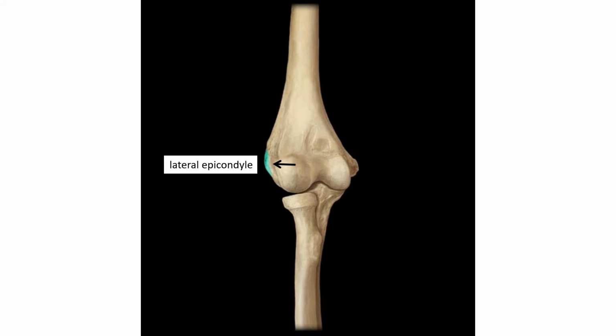This is a term very well descriptive of the structure. Epicondyle means around a condyle, and the condyle is a large process, and it is lateral, around a condyle. Lateral epicondyle.